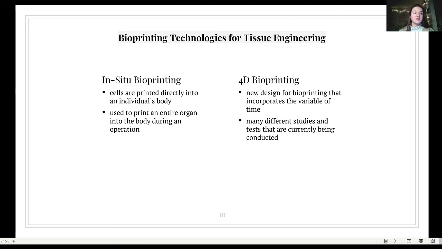4D bioprinting is a new design for bioprinting that incorporates the variable of time, allowing for the change of shape and function of tissues over differing periods of time. There are many different studies and tests that are currently being conducted to discover more about 4D printing and the benefits of its future use.